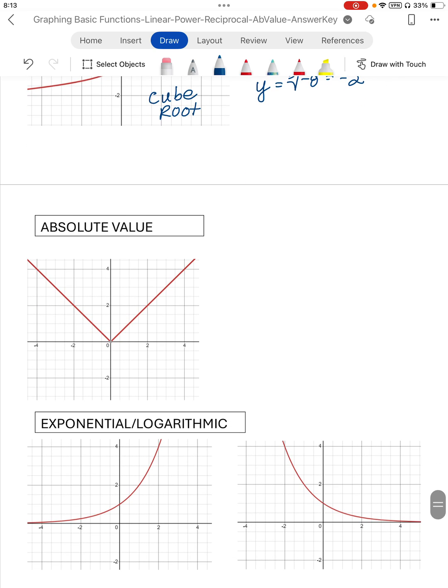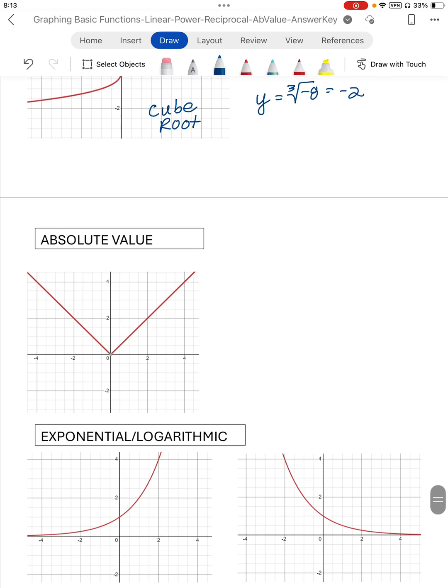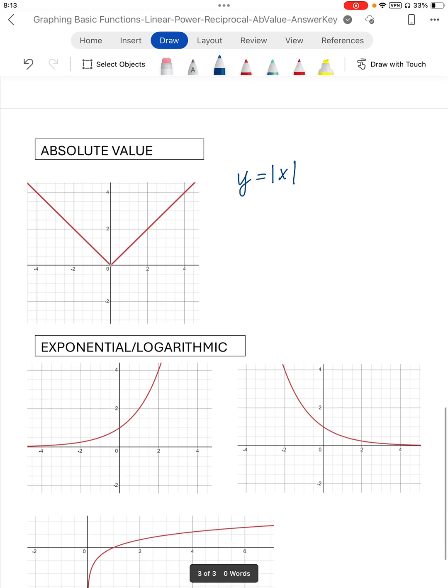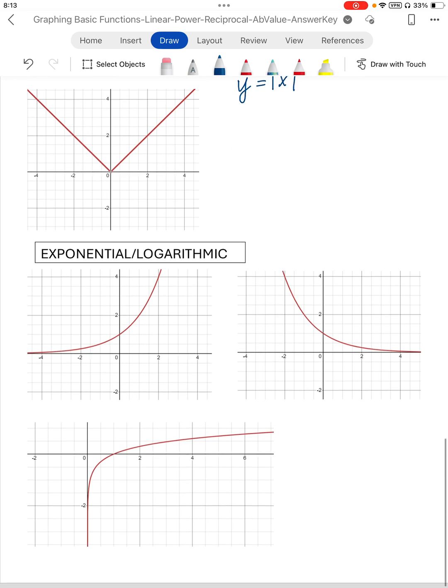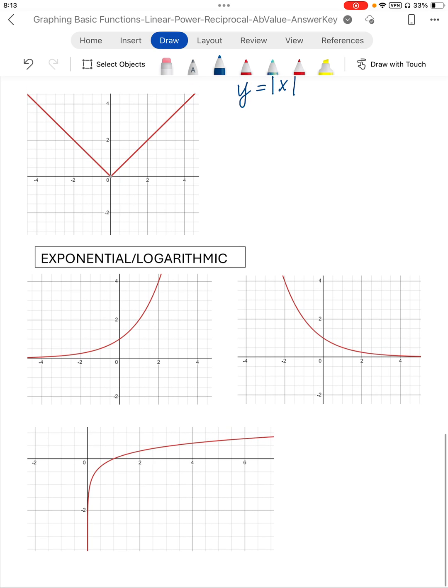We have our absolute value here, which is obviously going to have those absolute value bars in it. And no matter what value you plug in for X, you get that positive result from the absolute value. And then as we progress in the semester, we're going to get into our exponential and logarithmic.